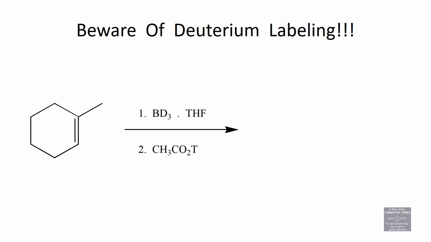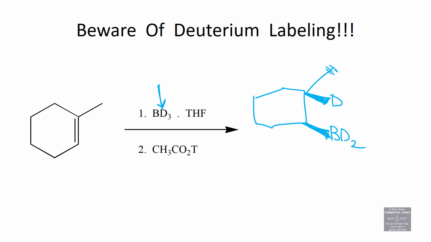So this slide says, beware of deuterium labeling. What? This is BD3. What is D? D is deuterium. Deuterium is heavy hydrogen. Hydrogen that's not just one proton and nothing else, or one proton and electron. Deuterium is one proton and a neutron as well, so it's heavy hydrogen. When you add BD3 to that molecule, you get a D in the armpit and a BD2 here. That's your organoborane part. Remember, it does syn addition.